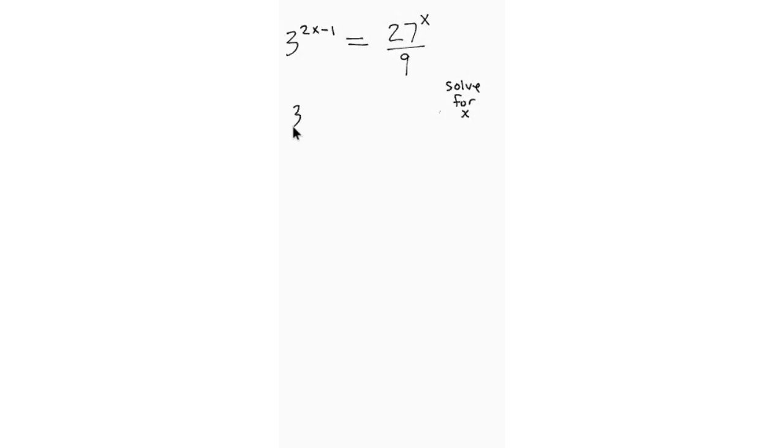We're solving an exponential equation. Our first strategy is to try to get a common base on both sides. Since we see 3, 27, 9, these are all powers of 3. So we want to rewrite them as 3 raised to a power.